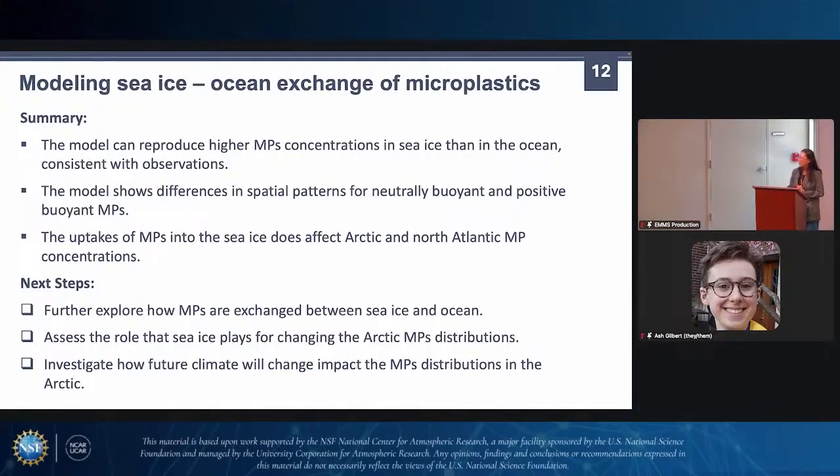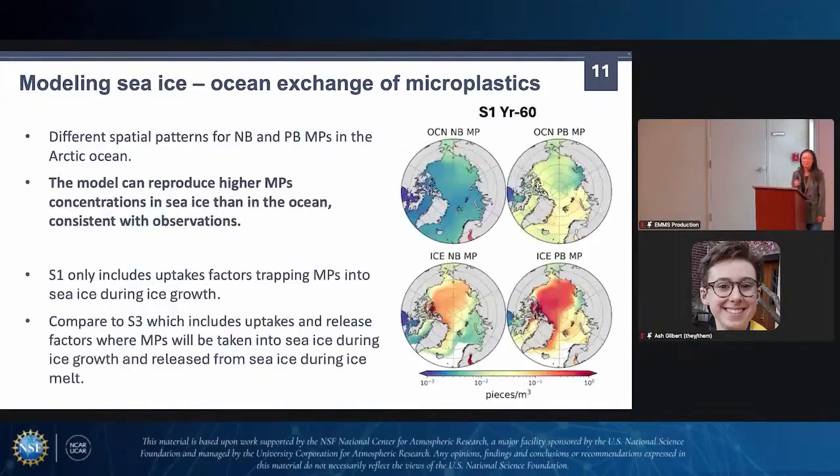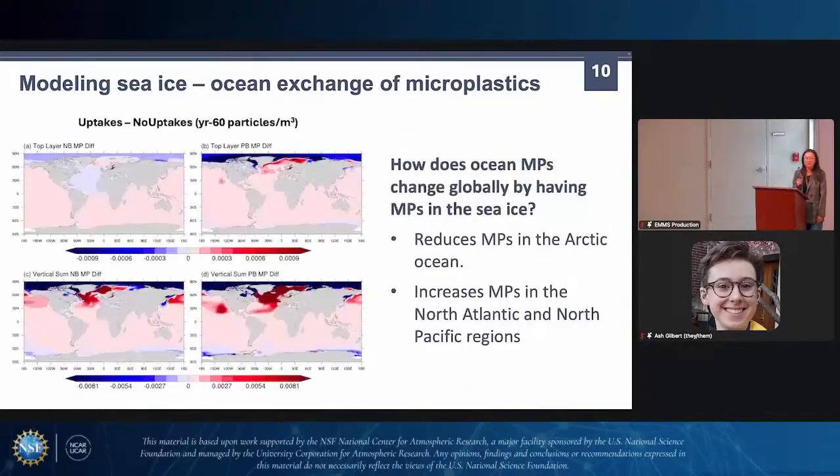Thank you, Ling Wei. Do we have any questions? Could you go back to page 10, please? Yes. Could you explain more about why there are regions where the microplastics are increasing? I understand that if the sea ice takes up the plastics, it reduces, but I don't understand why it increases.